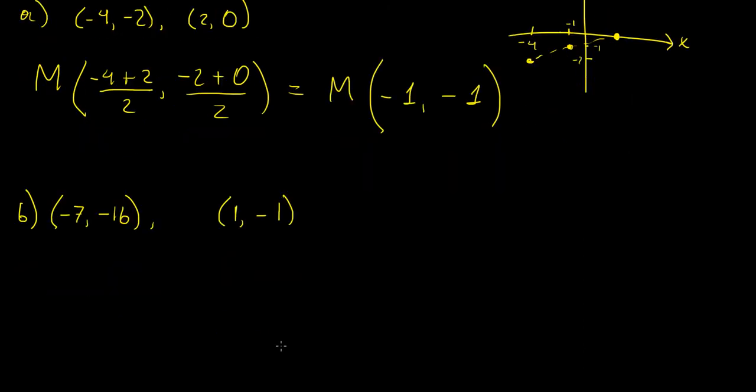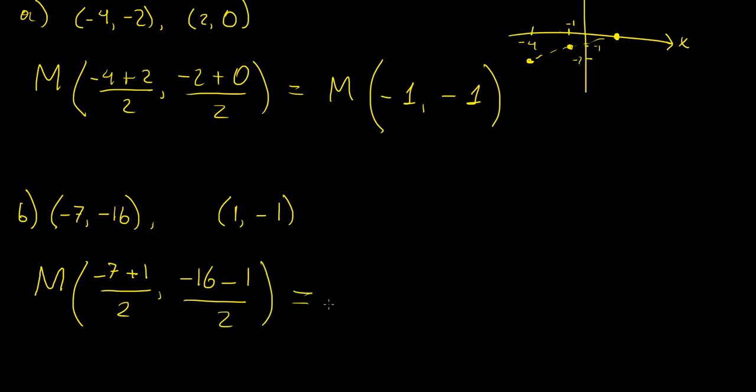Now we're going to go with the next question. This one is a little bit harder because the coordinates are a little bit off the center, but it doesn't matter because we know what the formula is. We just add the components together and divide by 2. For now you're just adding them together, so it doesn't matter, they can be negative. Okay, so this is minus 7 plus 1 is minus 6 divided by 2, that's minus 3. And then we have minus 17 divided by 2.